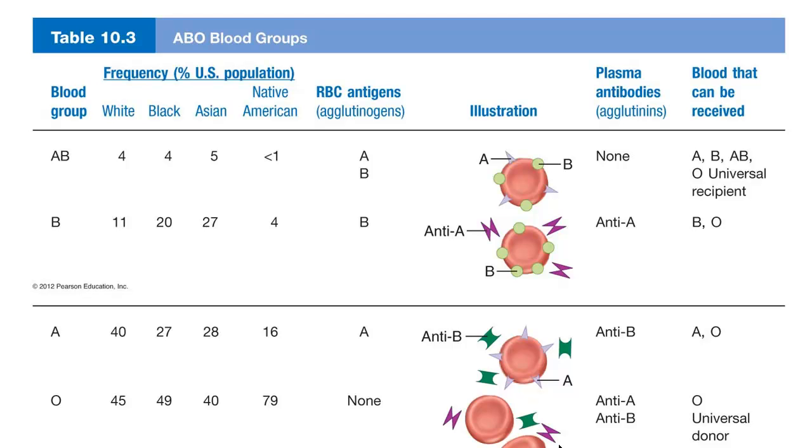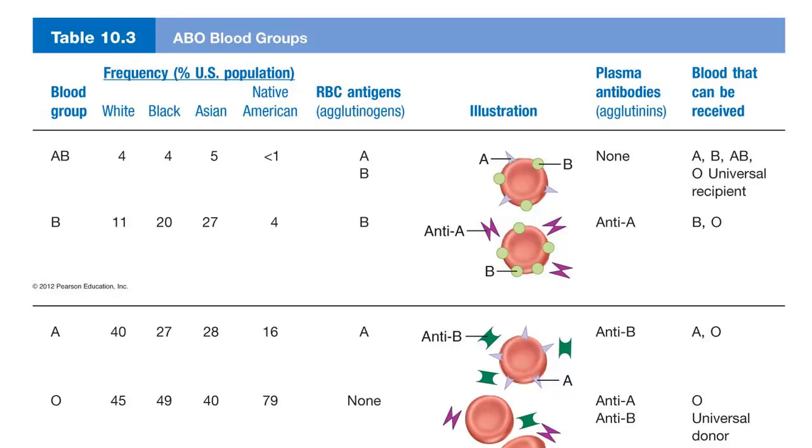O negative is a very rare blood type. It's only about 1% of the population, but they can donate to most people. So it's really a good blood to have on ambulances, and for people that are going to an accident scene and don't have time to blood type that victim or patient, they can just give them O negative safely, because there's nothing on those clean red blood cells for that patient to react to.